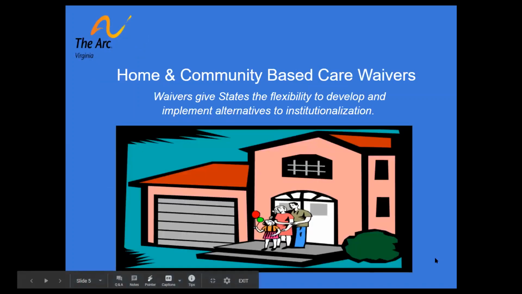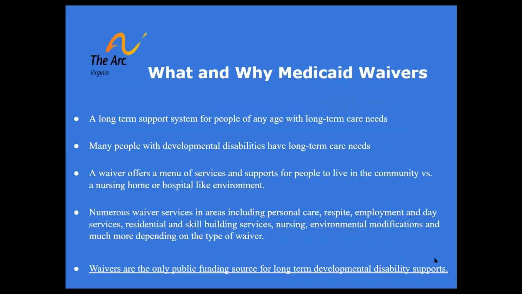Medicaid waivers, also known as home and community-based care waivers, were created so that states could provide alternatives to having to live in an institution such as a nursing facility or hospital-like setting to get needed services. Let's look at the what and the why of Medicaid waivers.